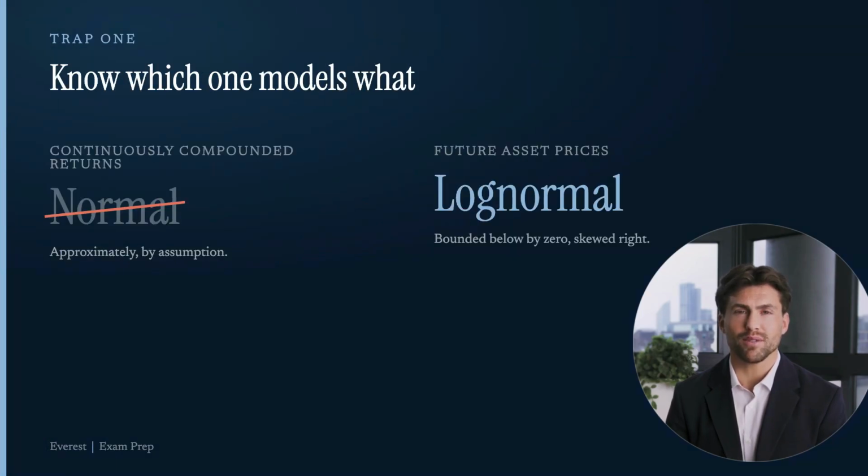So, here's the division of labor. Continuously compounded returns are well approximated by a normal distribution. Once you exponentiate those returns to get a future price, that price becomes log normal. Normal models the return. Log normal models the price. Mixing those up is trap number 1, and it's a common one.